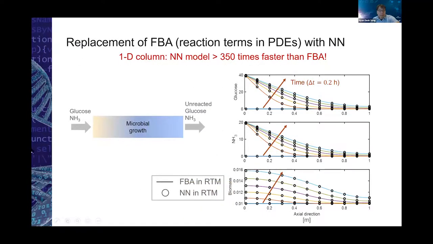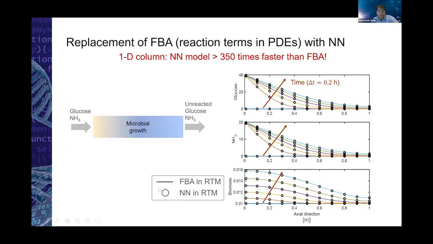And I made a 1D column model. This is not really a rigorous 1D column model like Kewei did, but a simple configuration. I considered only two components, glucose and ammonium. As indicated by the color gradient along the axis, there's a one-dimensional spatial gradient and also a temporal gradient as well. And then we get unreacted glucose and ammonium at the outlet.